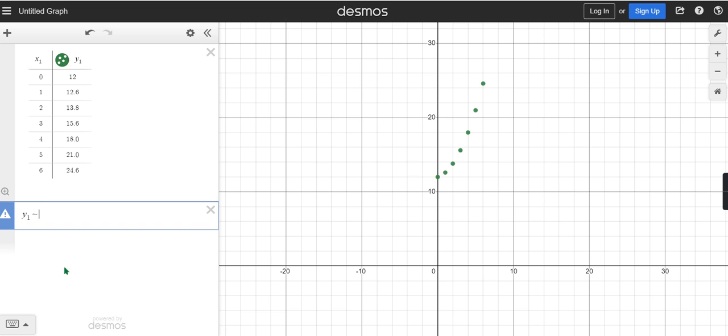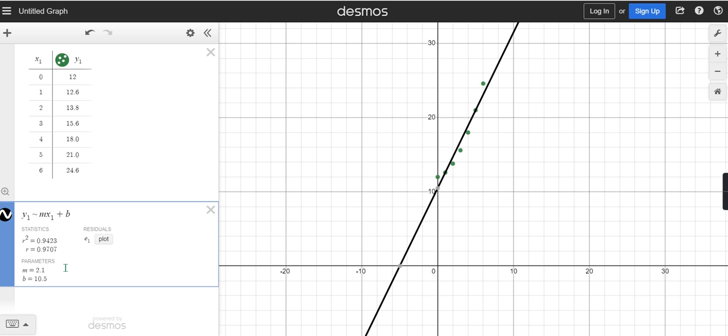Think of it as y is approximately equal to, because we've seen this sign before for approximately, mx1 plus b. Okay, so look what I've done. I've asked Desmos to come up with a y equals mx plus b that's pretty close to these dots. And so it drew me a line. It doesn't quite go perfectly through the dots, but it's not bad. It's a good line of best fit.